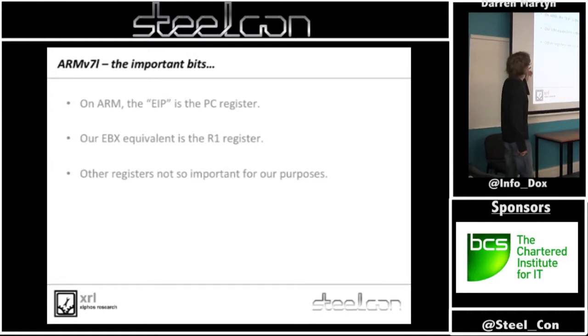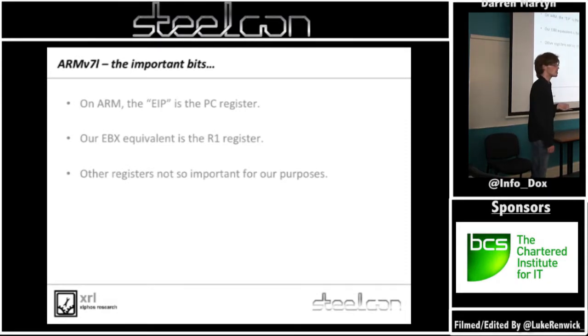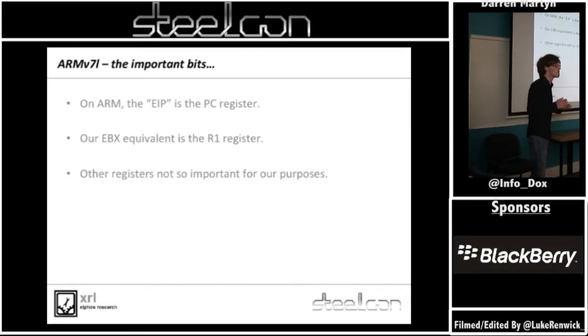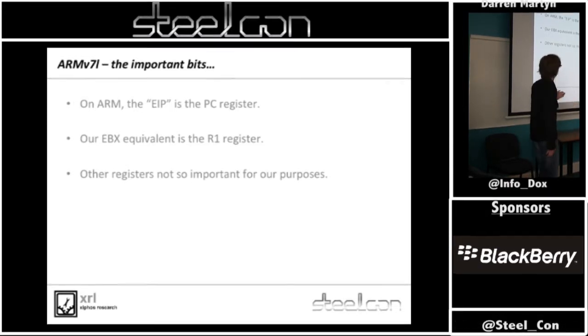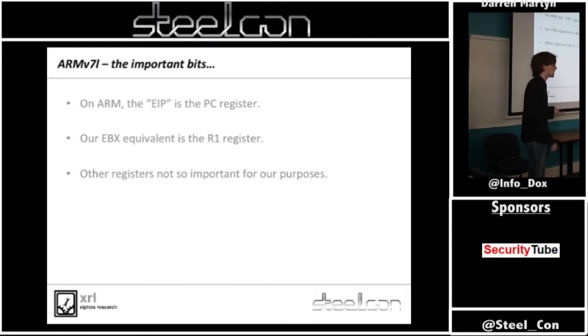So on ARM, the extended instruction pointer, or EIP, the one that we're interested in, is known as the PC register, the program counter. RISC architecture is amazing: reduce everything and make it so much prettier and easier to understand. ARM is lovely and elegant. So our EBX equivalent is the R1 register. I don't know what R1 stands for, it doesn't really matter, register 1 or something, I guess.